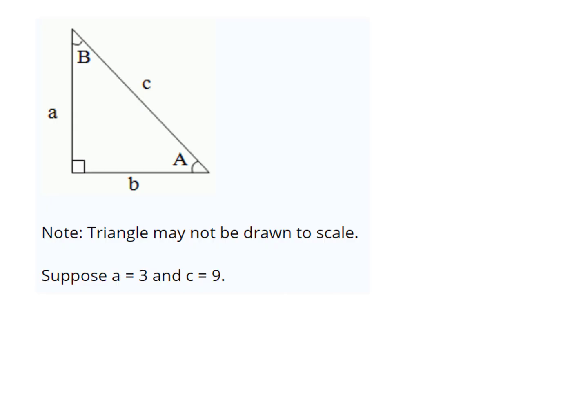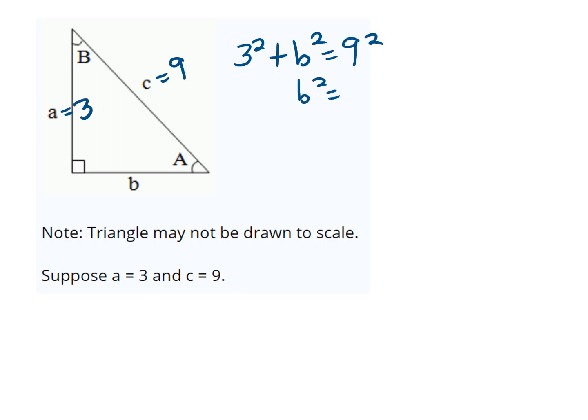So here we have a right triangle, and we want to solve the right triangle, which means find any of the missing sides or angles. It looks like it tells us A equals 3 and C equals 9. We could find the missing side with the Pythagorean theorem: a squared, which is 3 squared, plus b squared equals c squared, which is 9 squared.